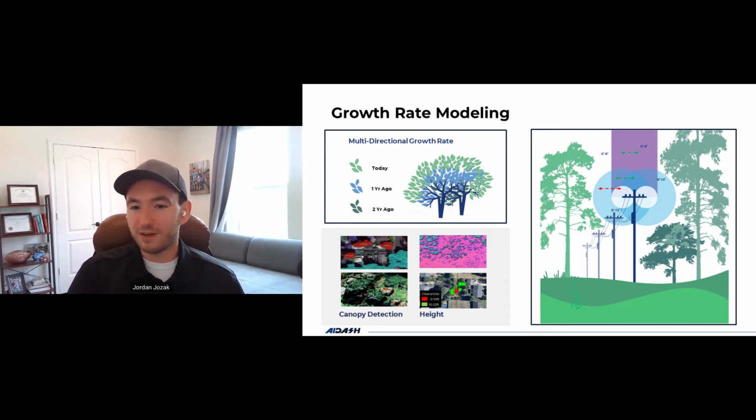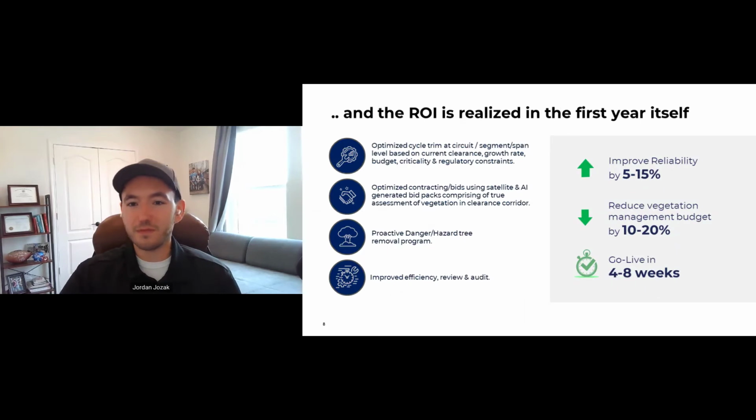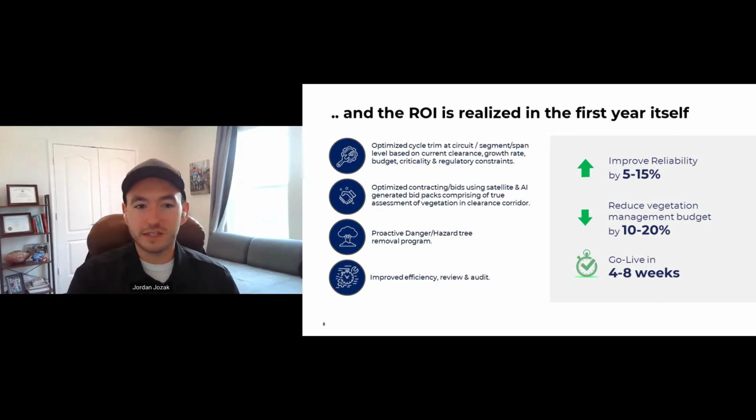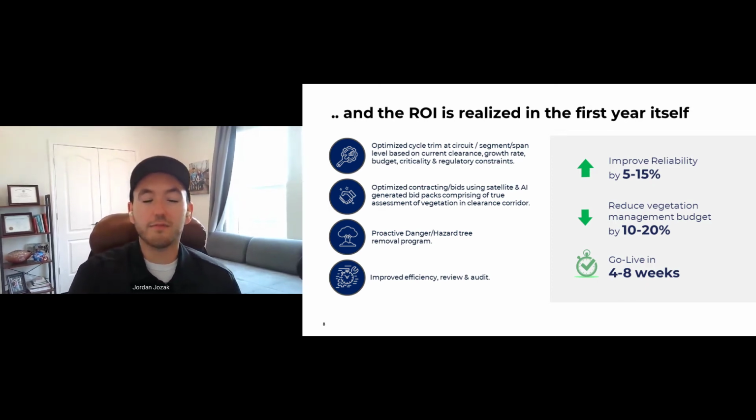As we can imagine, vegetation does not grow at a fixed rate to one side laterally or horizontally. There's a lot of different effects. So we're measuring radial clearances as we do this, as well as tree height. And ultimately, AI Dash is currently deployed on almost 60 customers. And what our IVMS solution has done is improved reliability from 5 to 15%, helped utilities reduce their vegetation management budget by unlocking efficiencies from 10 to 20%. And the big advantage of satellite technology over other remote sensing techniques is it can go live very quickly, to the tune of sometimes 4 to 8 weeks.